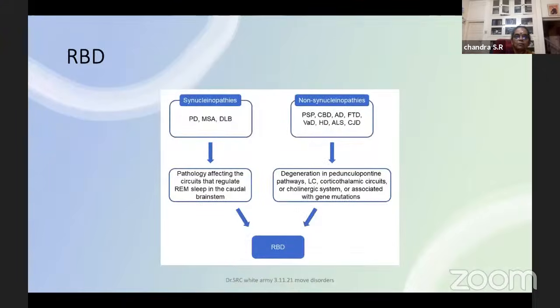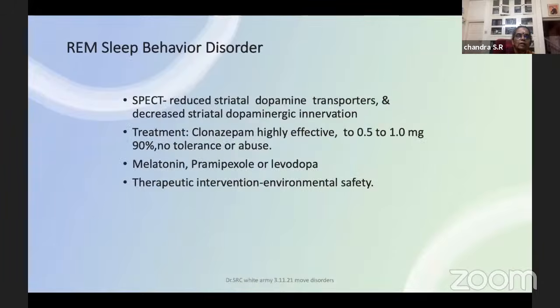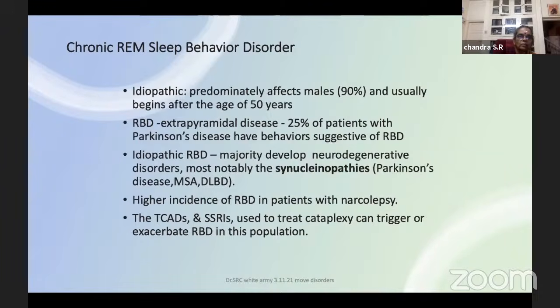And RBD happens both in synucleinopathy and non-synucleinopathy because of the loss of atonia in REM sleep. In REM sleep, you have atonia. Because the atonia is lost due to altered sleep architecture in these conditions, they show a lot of motor movement. So that is RBD. And you have behavioral disorders, which are due to reduced striatal dopamine transporters. That results in abnormal behaviors in sleep. Due to loss of atonia, you get motor activity.